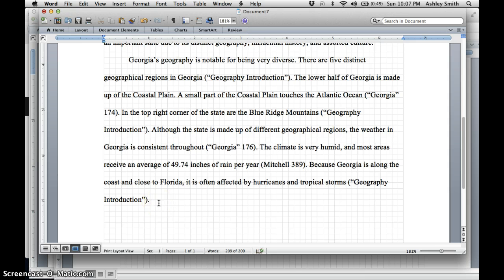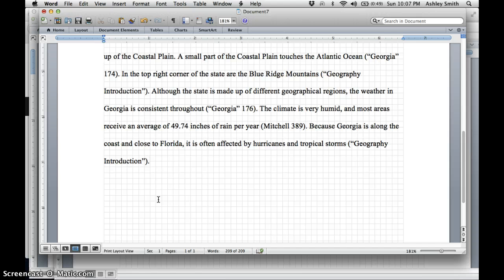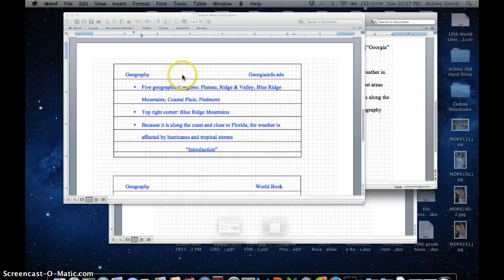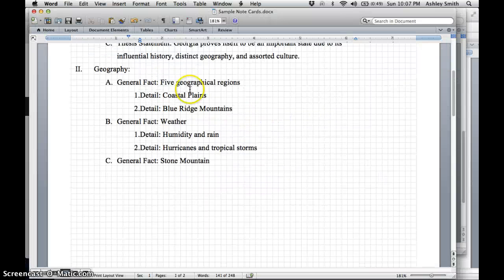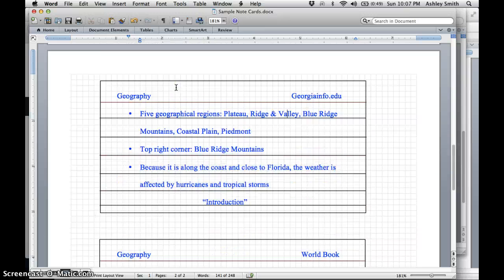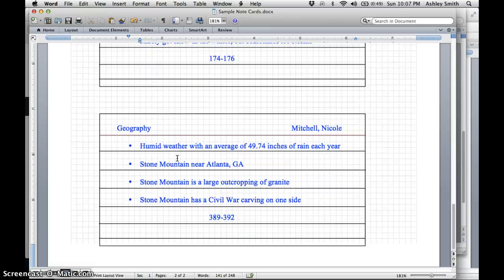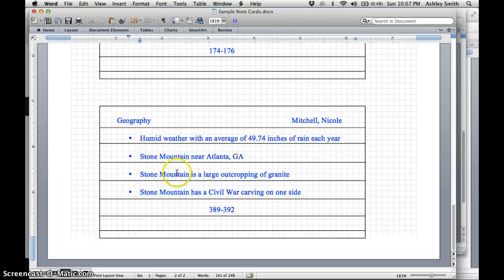Okay, so now that I have that citation, I'm going to move on to my next fact. So back on my outline, I talked about the geographical regions, I talked about the weather, the humidity, and the hurricanes and tropical storms. So my last part that I want to talk about is Stone Mountain. So I'm going to go to my note cards and find the information that I have on Stone Mountain, and it's going to be in this article by Nicole Mitchell.